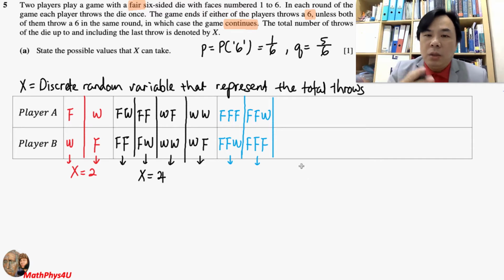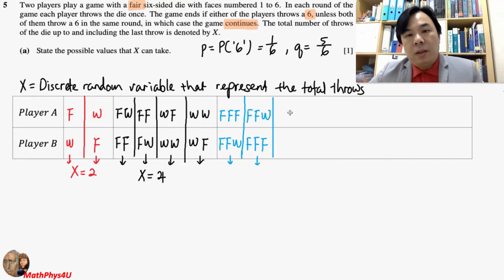And then don't just stop here. You might want to investigate and explore more. Are there any other possibilities? Okay, let's give that a try in this case. So take for instance, we could have, the first time when they throw, no one get a 6.